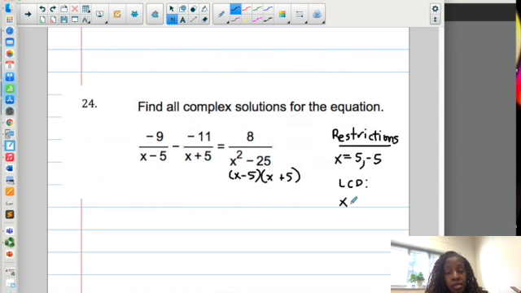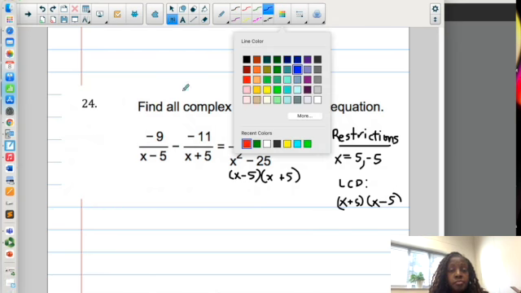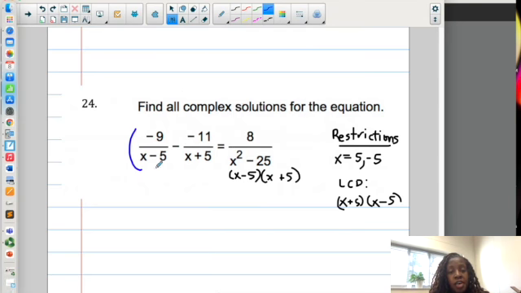Once you find the least common denominator, I want you to clear out the fractions. You're going to multiply both sides of your equation by x plus 5 times x minus 5. Let's do that right now. If we multiply both sides of this equation by this least common denominator, it will clear the fractions. And you say, what? Yeah.